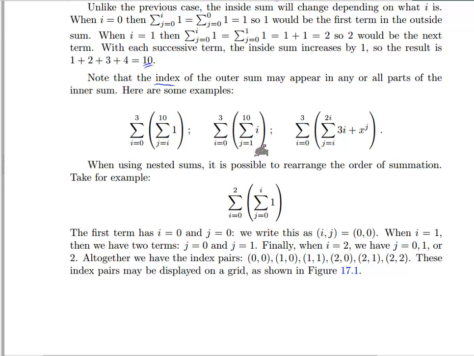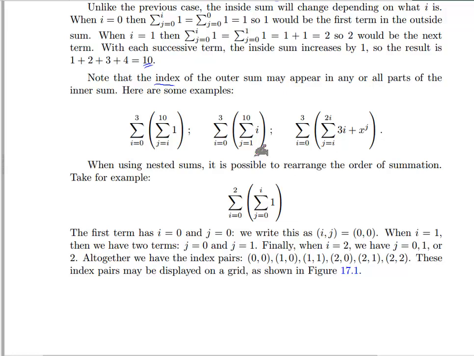Now, when using nested sums, you can switch the order of summation. If you remember, when you integrated, you could switch the order of integration. But you have to be careful about the limits. Same in integration. If the inner integral limits depended on the outer integral, you had to figure out what the new limits were. Very similar with nested summations.